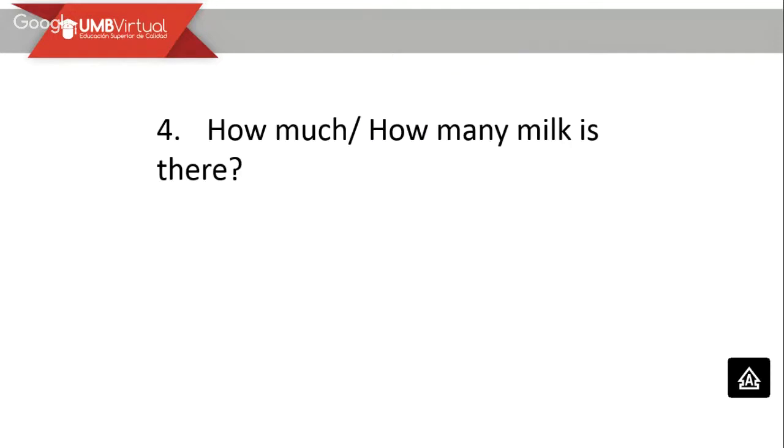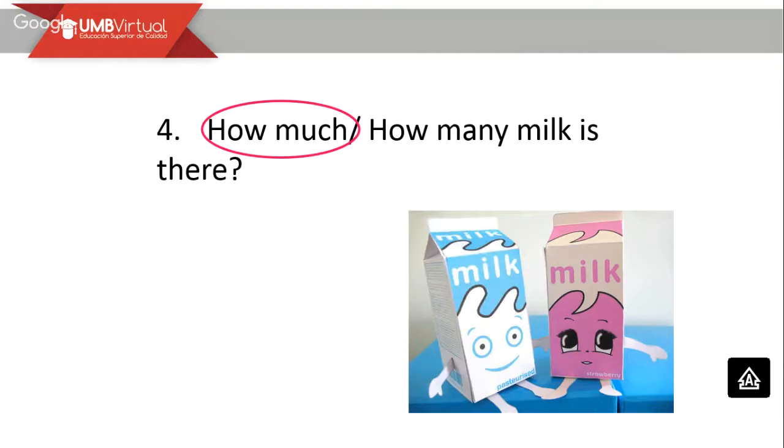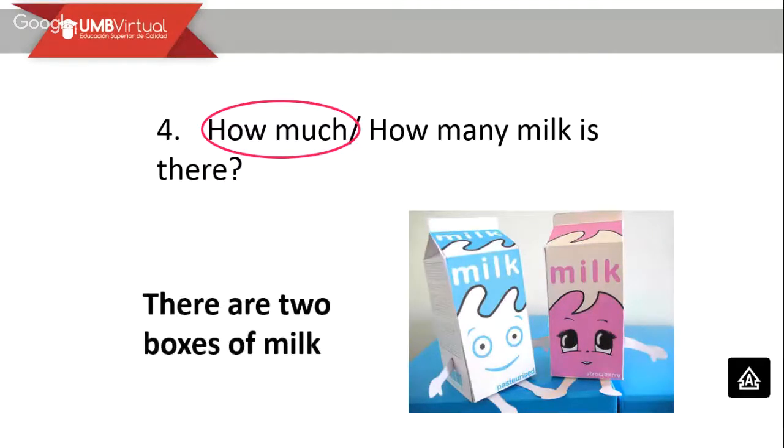Okay, perfect. How much or how many milk is there? Milk. When we're talking about drinks, you know, guys, that is referring to an uncountable noun. So, how much milk is there? According to this picture, you can say there are two boxes of milk, okay? En este caso estamos diciendo que hay dos cajas de leche. That's why we're going to use there are instead of there is, because we're mentioning that there are two boxes. If there is only one box, we're going to say there is one box of milk.